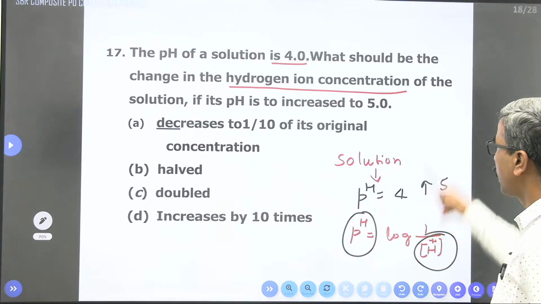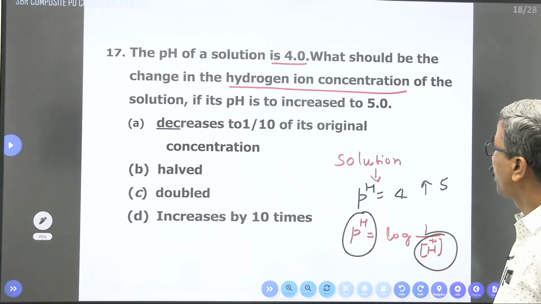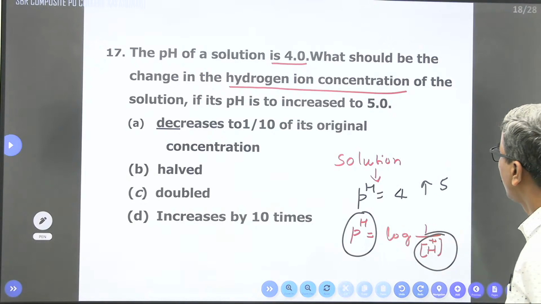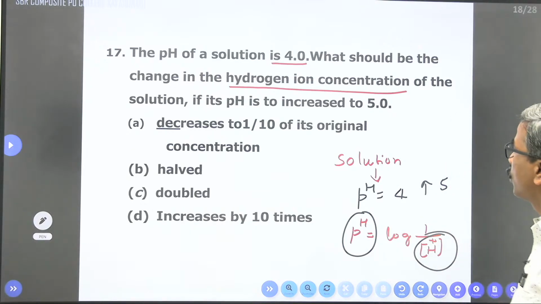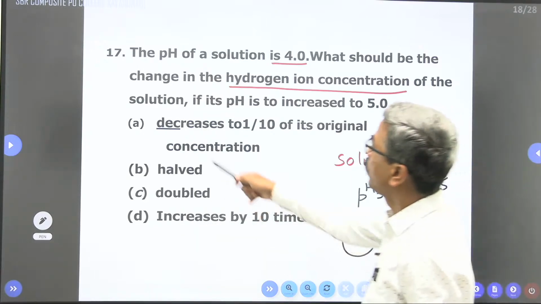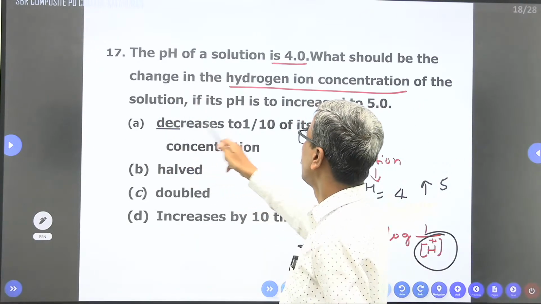It has changed, is it? Almost 10 times. So its concentration, that is the hydrogen ion concentration, if pH is increasing, should decrease 10 times. So based on that, if you see question number 17, that is the concentration.